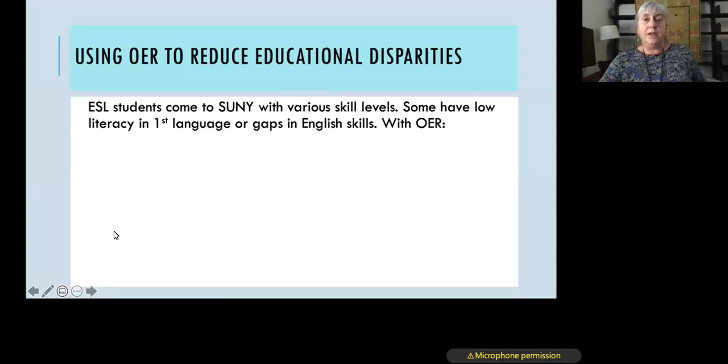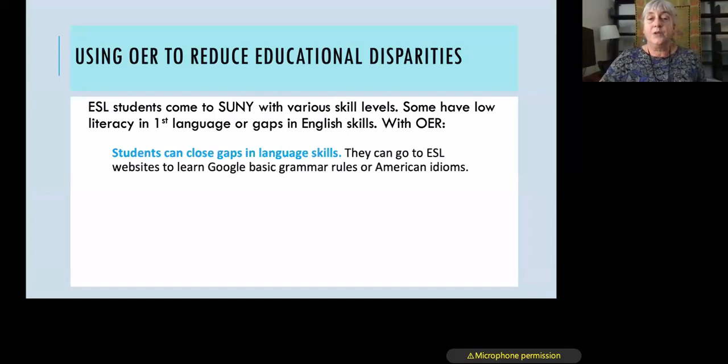So how can we use OER to reduce educational disparities? Well, it is really important for ESL students because they come to us with a variety of skill levels. Some even have low literacy in their first language. That's very challenging to deal with. And all of them have gaps in their English skills. And the gaps are different. So with OER, students can close those gaps in their language skills.